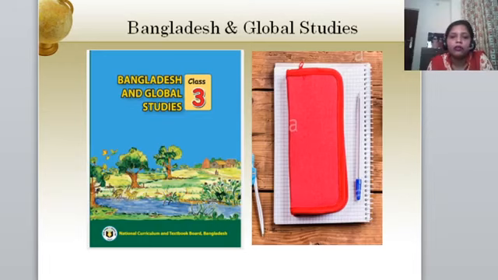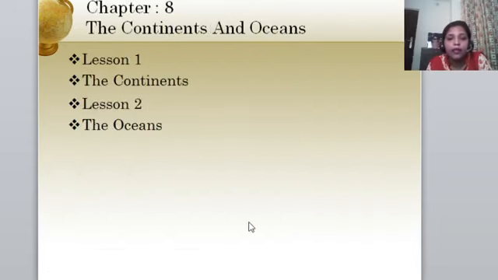We're going to start our lesson with study materials. Study materials mean the equipment we need in our learning. First of all, we need a textbook, then pen, paper, or pencil. Okay, let's start our class. Our lesson is in chapter 8, Continents and the Oceans. Lesson 1, the continents. Lesson 2, the oceans.